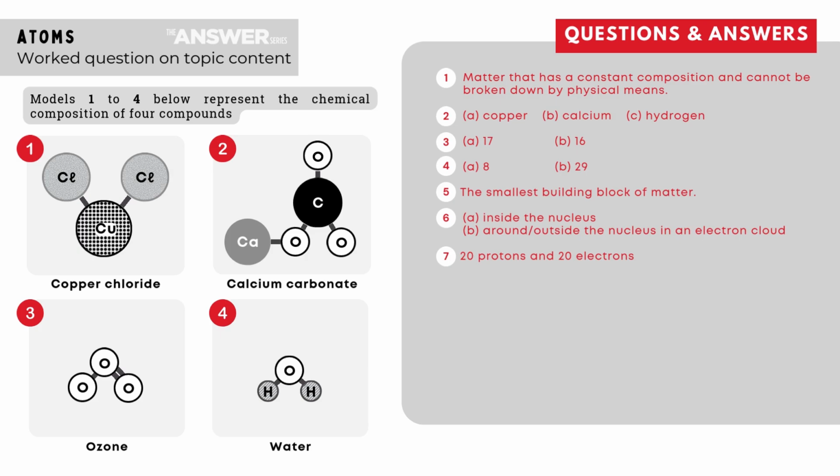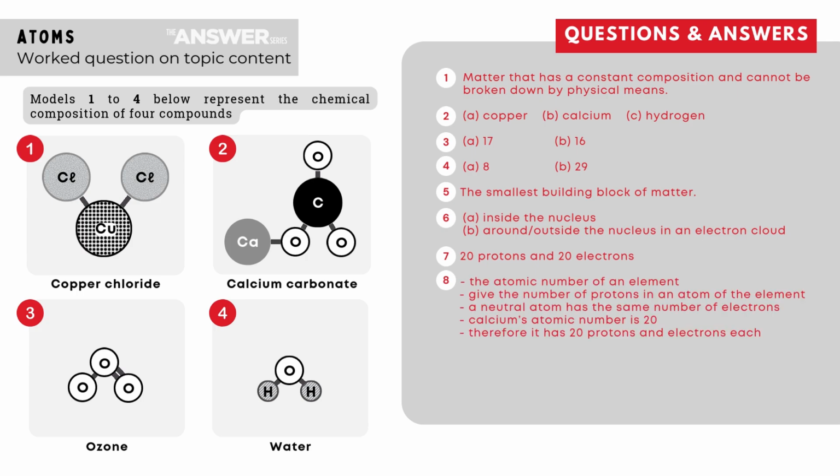And if an atom is neutral, it will have an equal number of positive and negative charges, an equal number of protons and electrons. So question 8 now asks you to explain how you determined your answer in question 7. And this is important because basically you're going to tell them the methodology that you followed. So you're going to say that the atomic number of an element, that's 1 mark, gives you the number of protons in an atom of that element. That's the second mark.